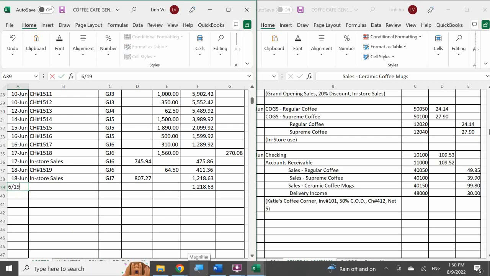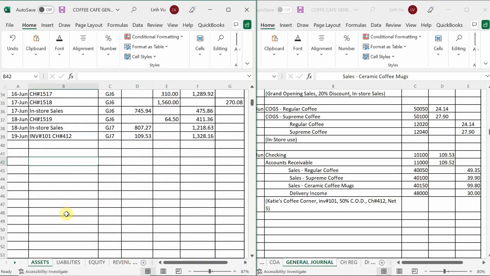It's not in-store sale, so I don't know what the word would be. Just sale, it's good. What was the proof of the transaction? It's the sale of the coffee beans. Invoice 101 is perfect. What else was also proof? What was the check that Katie sent me? It's 412. Yes, that would be proof of a transaction too. And it's still page 7. For how much money? 109.53. Good. So you should have $1,328.16 in your checking account.